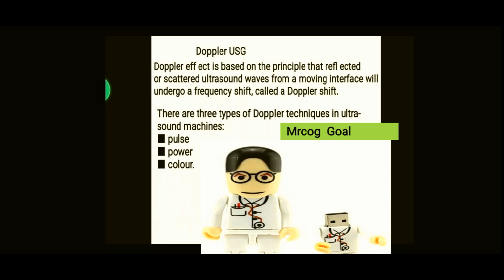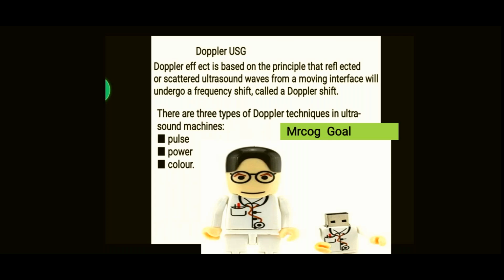What is Doppler scan? So Doppler effect is based on the principle that the reflected or the scattered ultrasound waves from a moving interface will undergo a frequency shift. Okay, so that we generally call as a Doppler shift. So they will have a frequency shift.